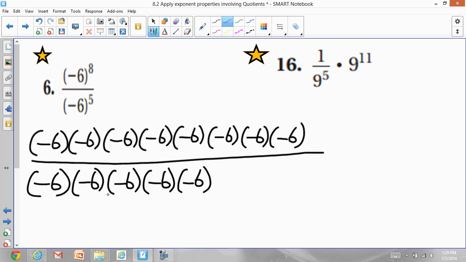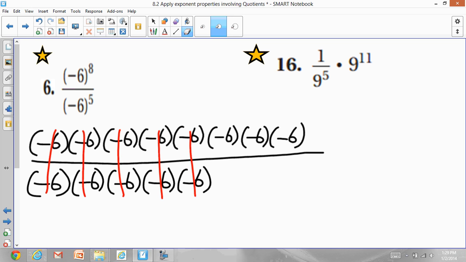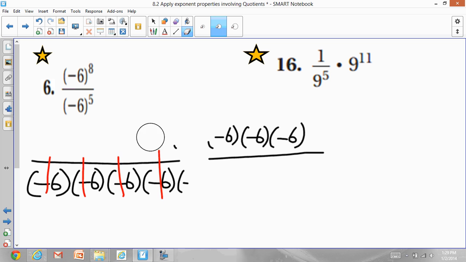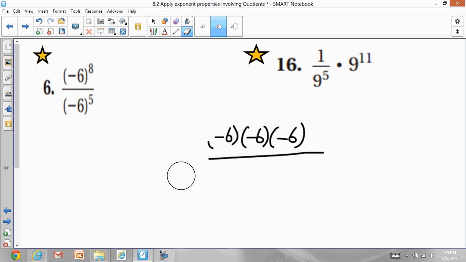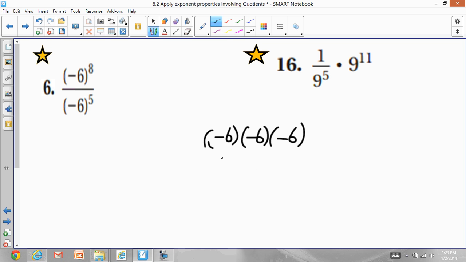So now if I look at the numerator and the denominator, I can cancel these two, cancel these, cancel this numerator and this denominator, cancel this numerator and this denominator. So now all I'm left with is just -6 times -6 times -6. Which basically means this is all I am left with after all the cancellation is done. So I have -6 repeats 1, 2, 3. It repeats 3 times.